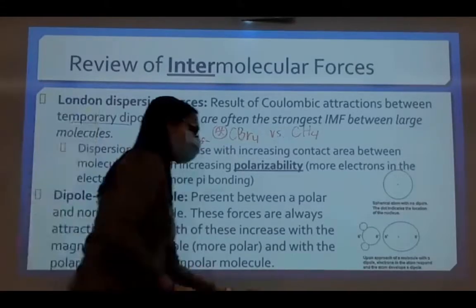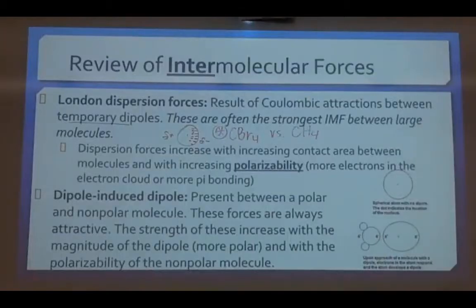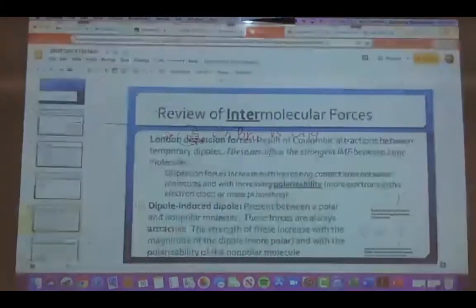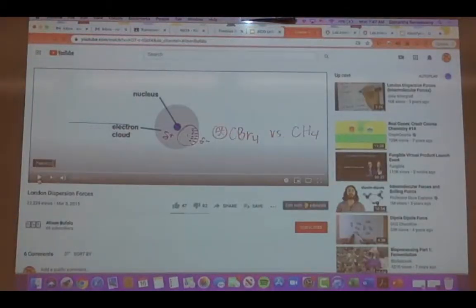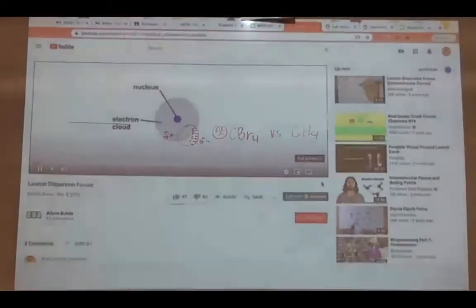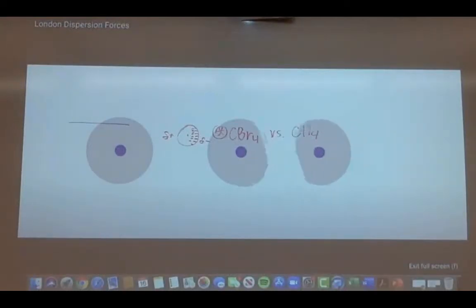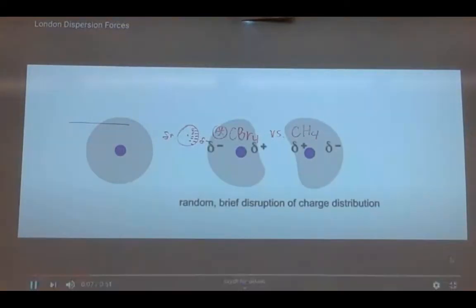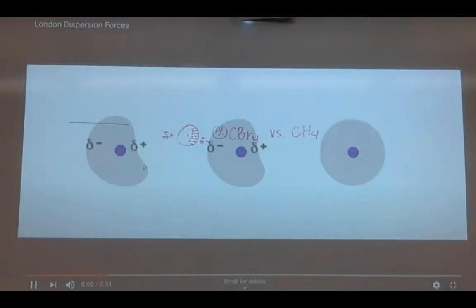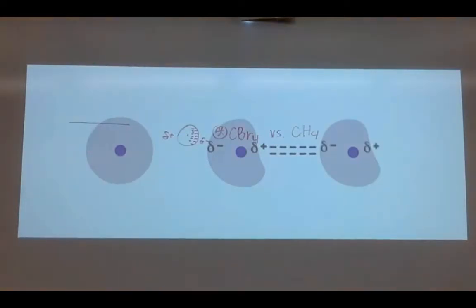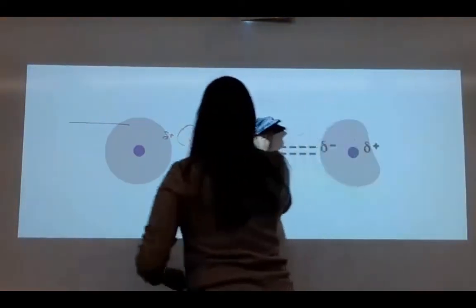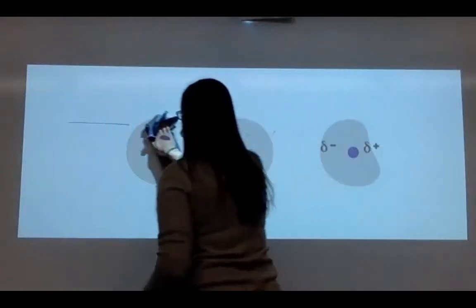Well, let me go to this video and I'll show you, so this will hopefully answer your question. So when we're looking at what happens during these dispersion forces, these are nonpolar molecules. When you bring nonpolar molecules near each other, they create this instantaneous dipole.